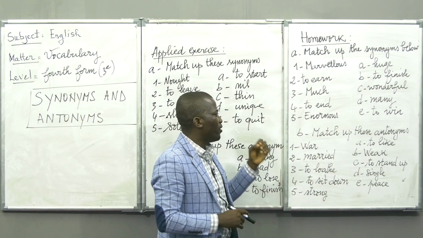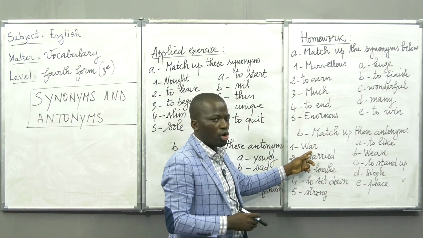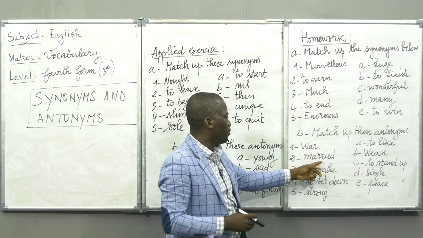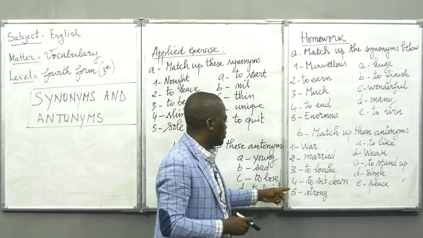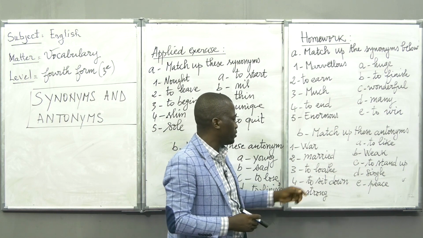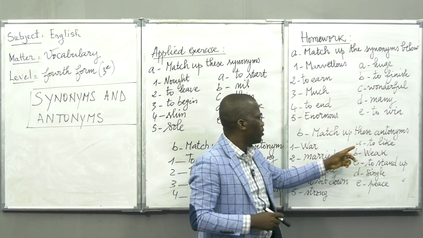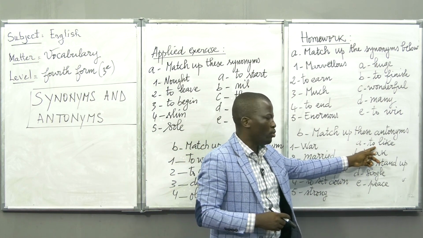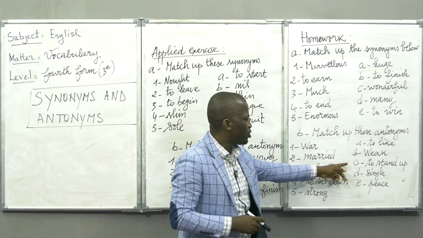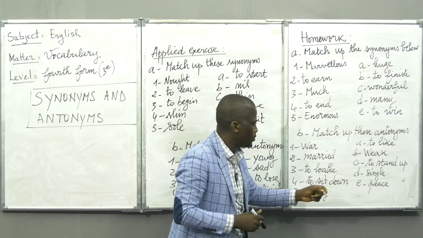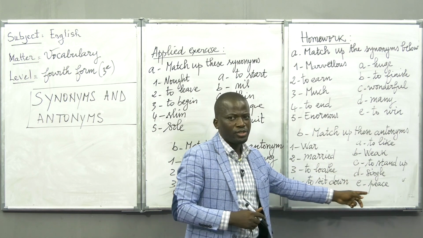B, match up these antonyms. Numbers: 1, war. 2, married. 3, loathe. 4, to sit down. 5, strong. Now letters: A, to like. B, weak. C, to stand up. D, single. And E, peace.